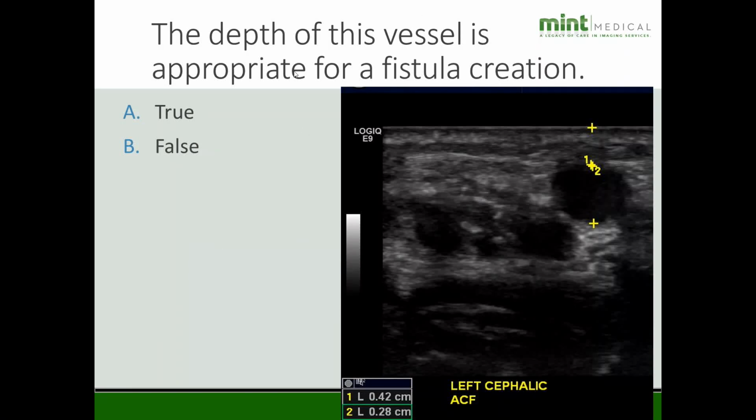What would you say about the depth of this vessel for fistula creation? 0.28 centimeters or almost 3 millimeters. It is appropriate. It's less than 5 millimeters.